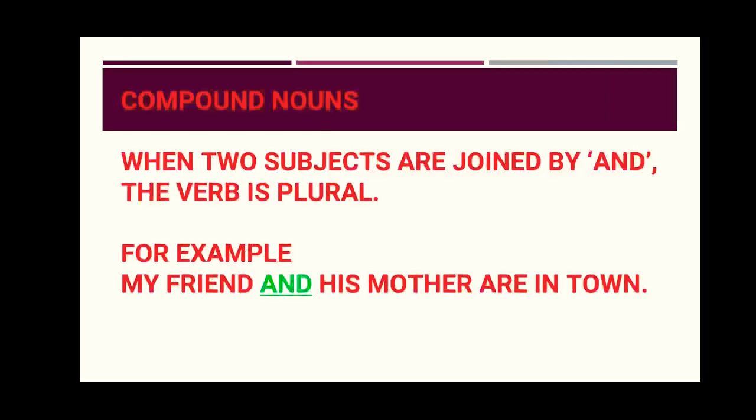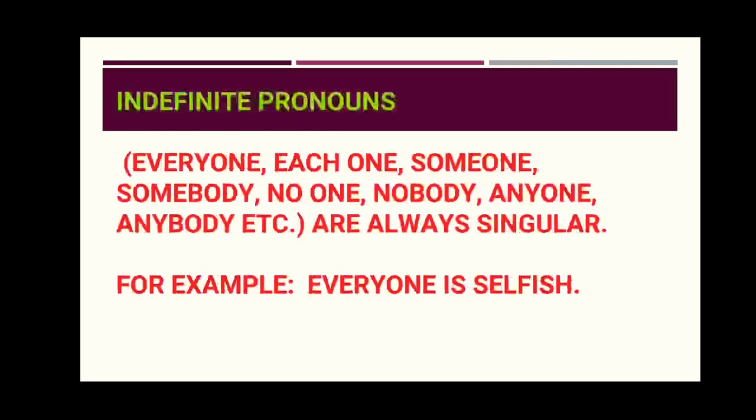We have a few more rules, and the very first one, which I have already discussed, though I am going to say it again. When two singular subjects are joined by and, the verb is plural. Example, my friend and his mother. So these are two persons now, friend and his mother. So this subject became plural. My friend and his mother are in town. So this is the to be verb are, which is used for plural. So this was the compound noun rule. Now we'll go to the next.